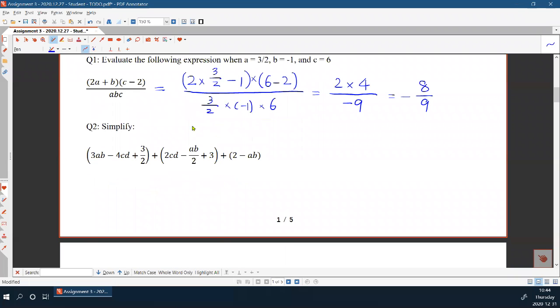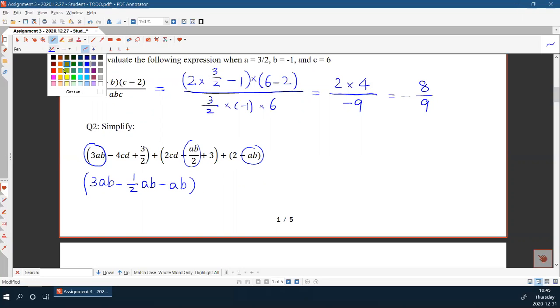Question 2. Simplify the following expression. Okay, all we need to do is to put the same terms together. First we put all ABs together, which is 3AB minus half of AB minus AB.